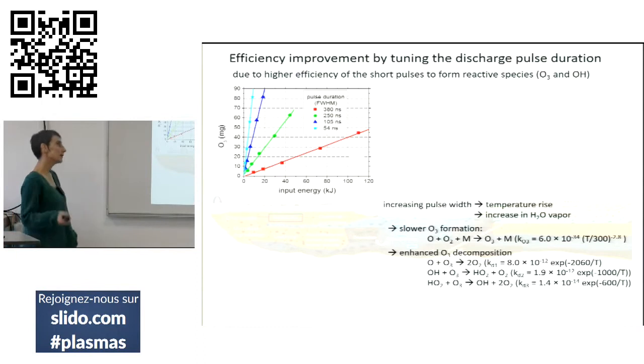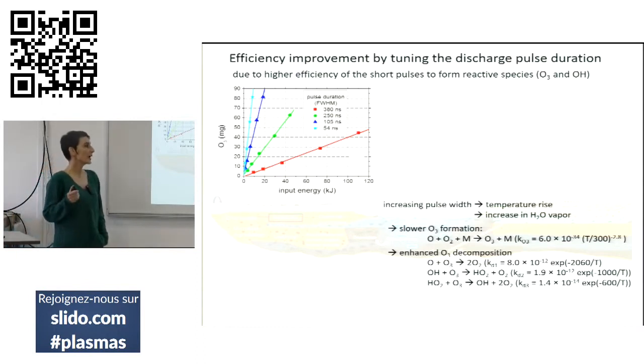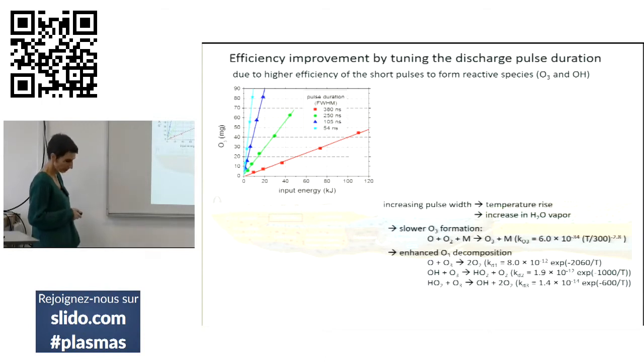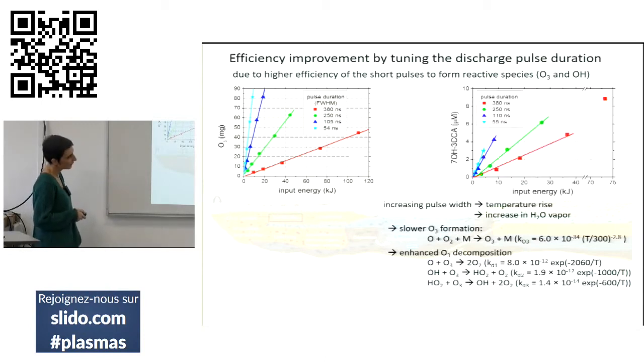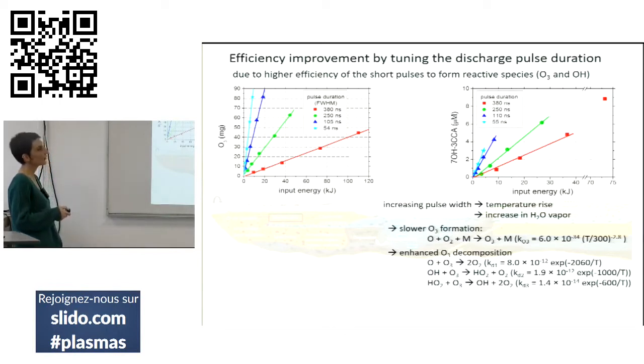With increasing pulse width, there is also an increase in hydrogen, in water vapor, and this obviously leads to less efficient ozone formation. Then regarding the OH, we have also plotted here the OH for the various pulse durations as a function of input energy, and again it's more efficient to form OH with short pulses.